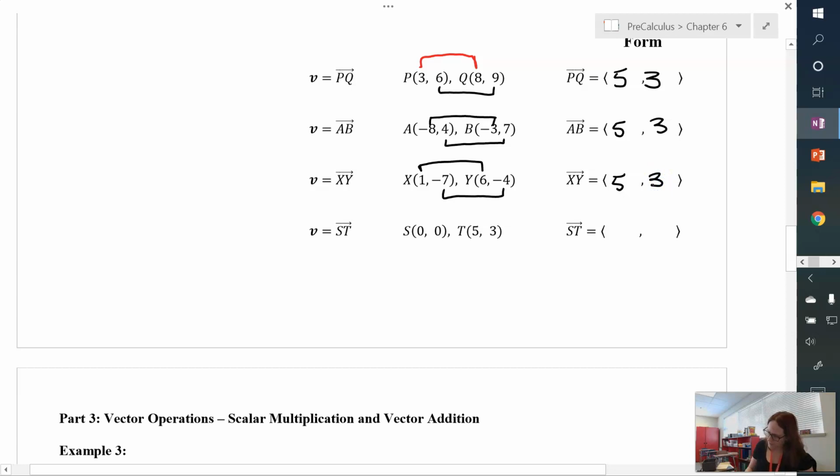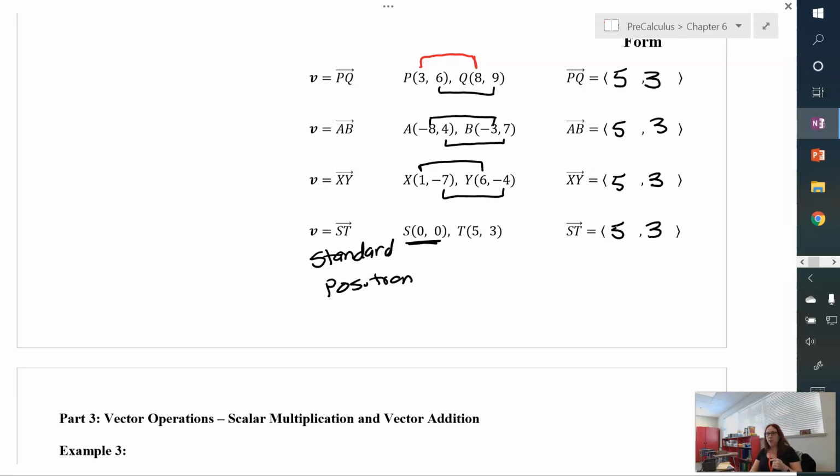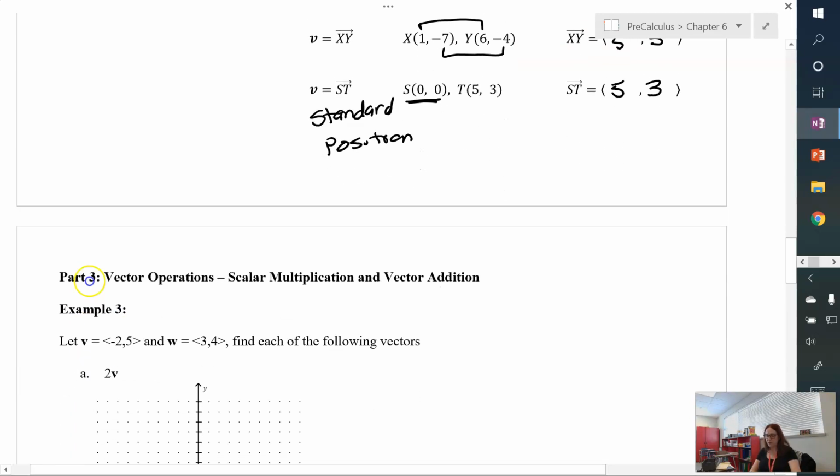And then ST, they made this one easy because they put it in standard position, because its initial point is at the origin. So then all I have to do is read the coordinates of its terminal point, 5, 3. So notice the components of all 4 of these vectors are the same. That means all 4 of those vectors are equivalent to each other.